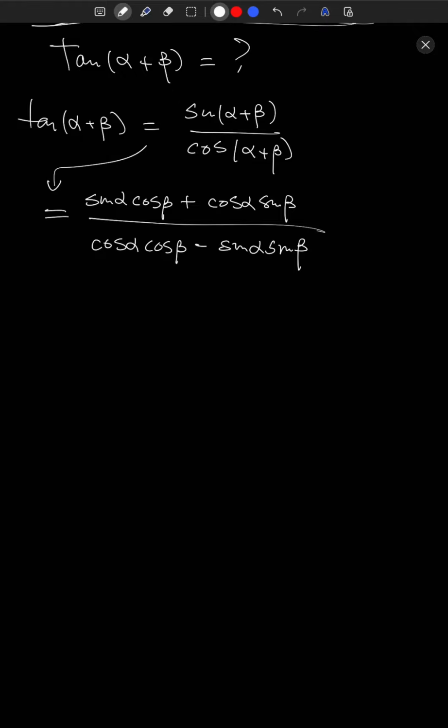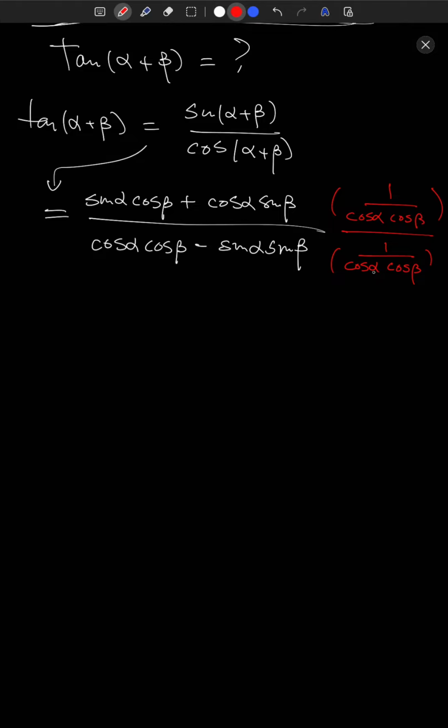And the way we're going to do that is we're going to notice if I multiply this expression here on the top and the bottom by 1 over cosine alpha cosine beta on top, and then of course the same thing on the bottom, 1 over cosine alpha cosine beta on the bottom, then what's going to happen is I'm going to get, first of all, a lot of cancellations.